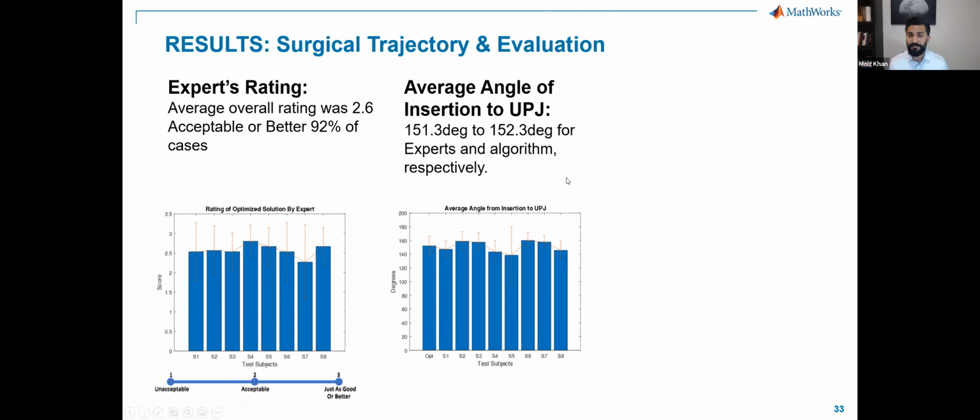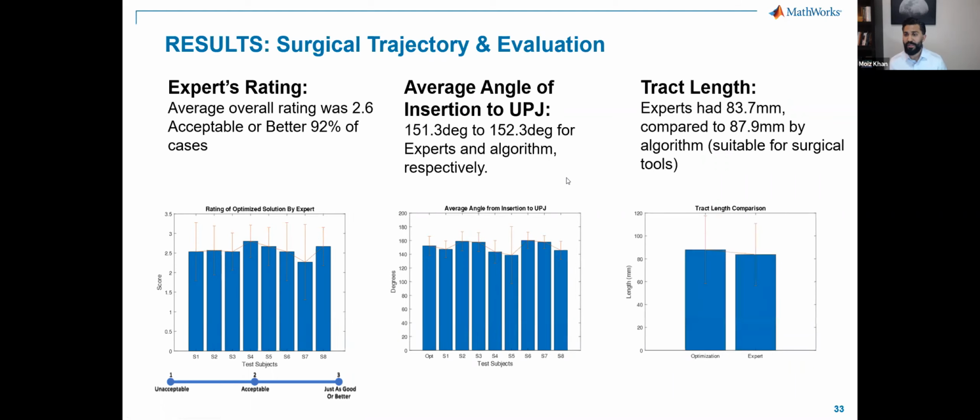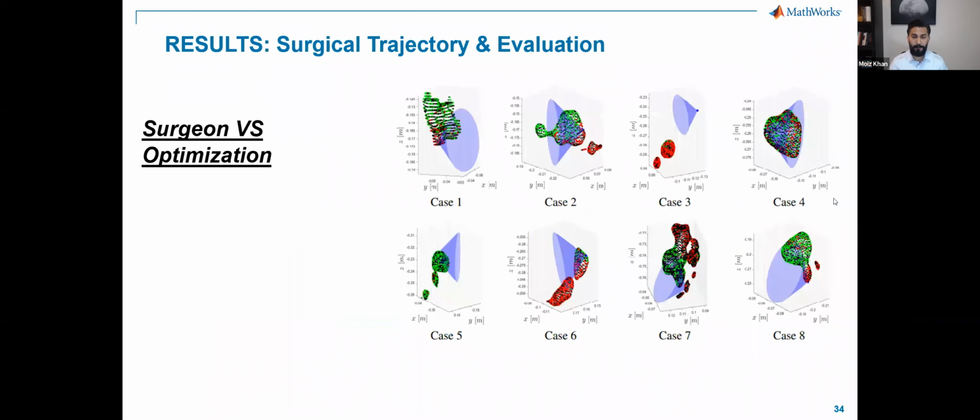Again, that's very promising. And then the third, we have to ensure that our solution, the track length, is adequate for a traditional tool or robotic tool to follow without running out of room to move forward. And we see both are about 80 millimeters. Again, a very promising solution that we were able to compute.